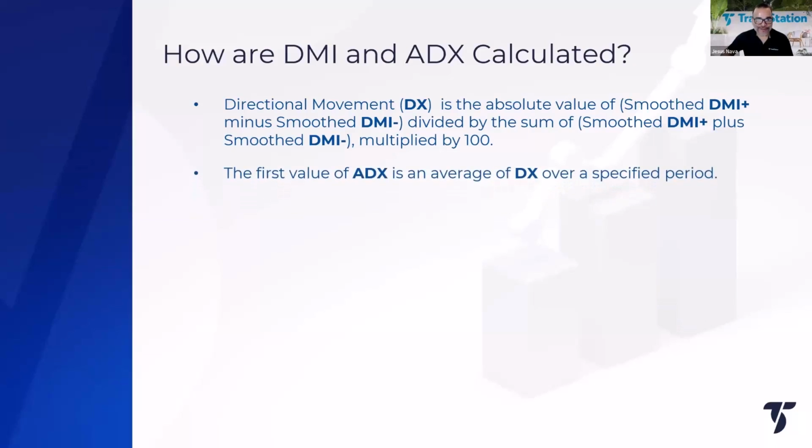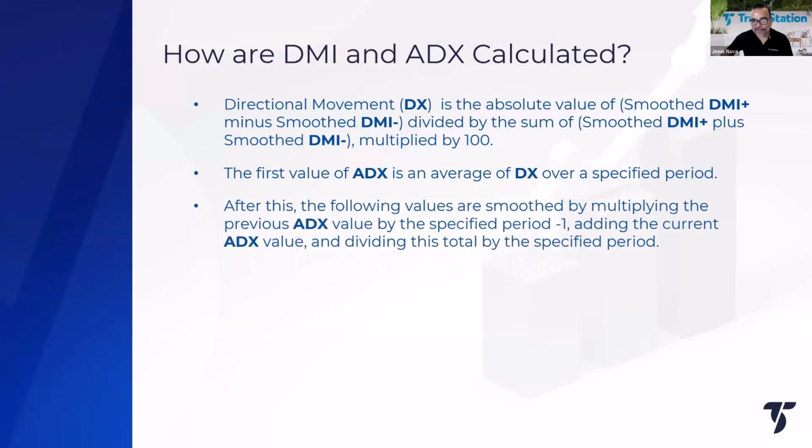It's just here for you to have a little bit of understanding of what's happening to those lines. The first value of ADX is an average of DX over a specified period. And then the following values are smoothed by multiplying the previous ADX value by the specified period minus 1, adding the current DX value, and dividing this total by the specified period. Here, not for you to memorize this. If you ask me tomorrow how the lines are calculated, I'm not going to be able to remember the math. But it's here for you to understand where the values come from.